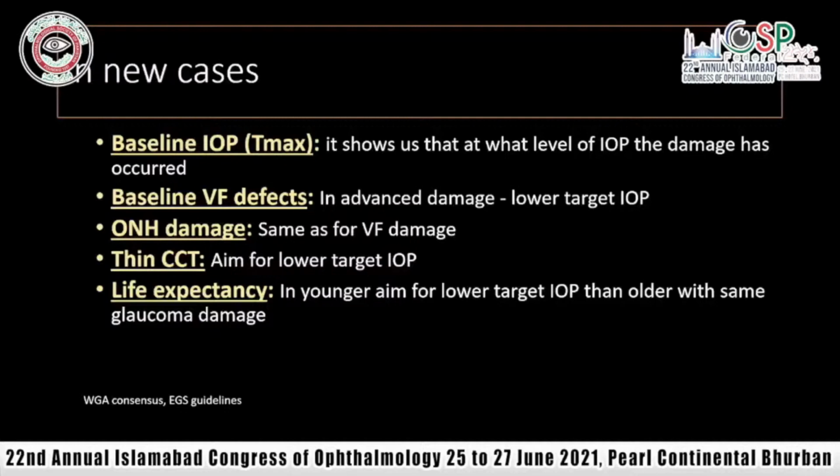Now, life expectancy is very important. If a younger individual in his 40s and an older individual in his 60s have the same glaucomatous damage, the target IOP for the younger is on the lower side compared to the older one because of the longevity of life.